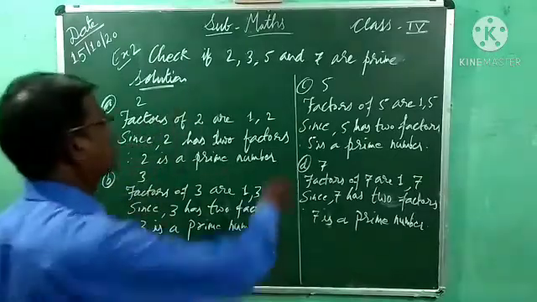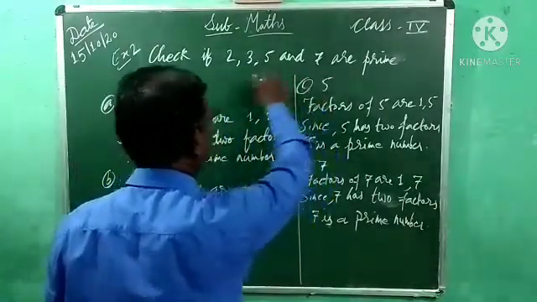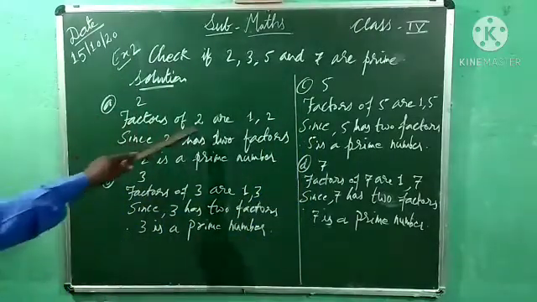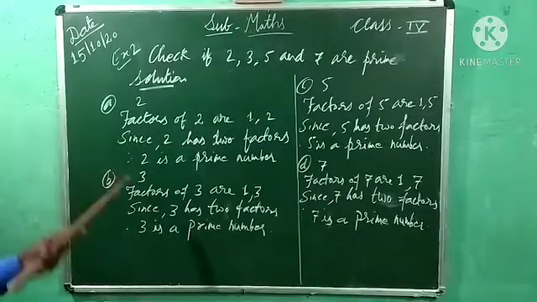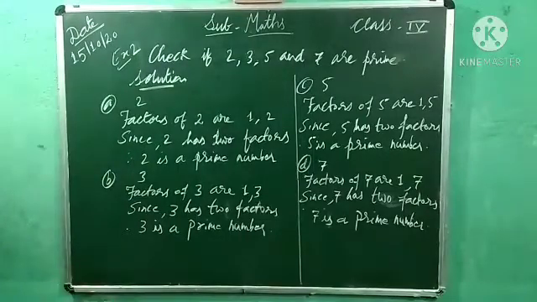So in this way we have to check. In short, 2, 3, 5 and 7, all these 4 numbers are prime numbers. So we can find factors in this way and check whether numbers are prime or not. If we are getting only 2 factors, then that number is a prime number. So note down this one.